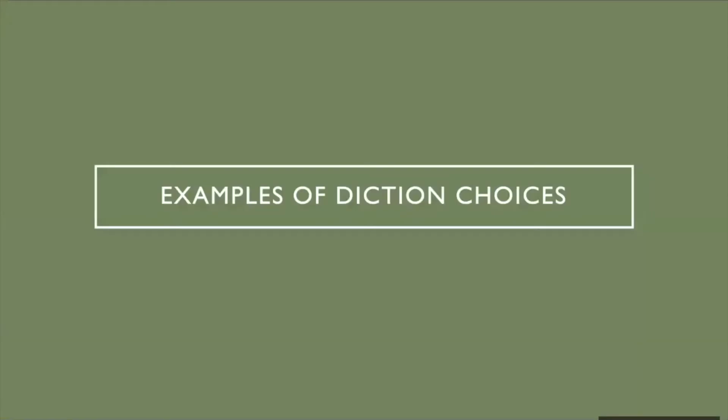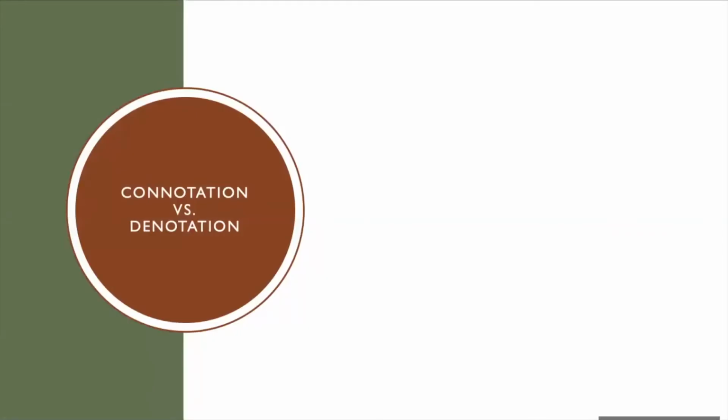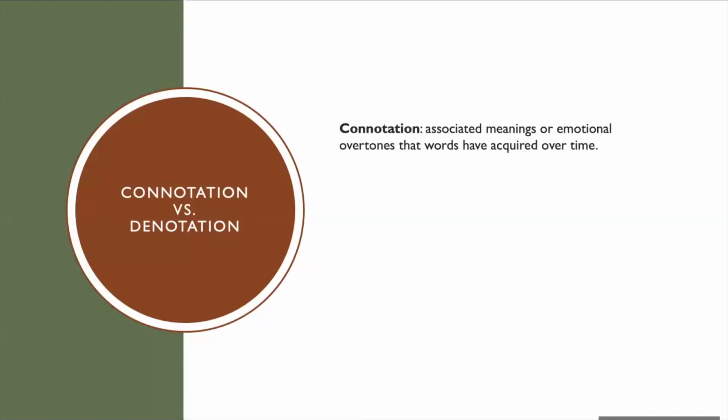Let's go through some examples of diction choice. The first one is connotation versus denotation. A connotation is the associated meaning or emotional overtones the word has acquired over time, whereas denotation is the dictionary definition or the literal meaning. Okay, so let me give you an example and we'll walk through it together.